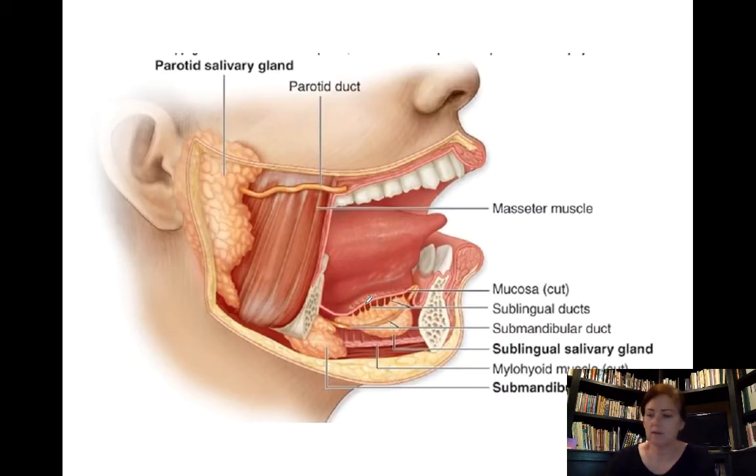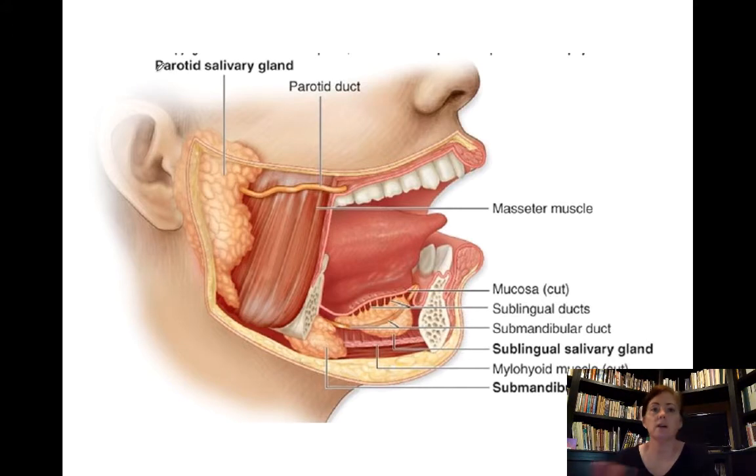We manipulate it in our mouth, and we also start some chemical digestion, and that brings me to the next slide here. We start the process of chemical digestion in the mouth through salivary glands. Salivary glands release saliva, and one of the components of saliva is salivary amylase, which is an enzyme that works on starchy food. It starts to break down starches in the mouth. So that actually starts the process of chemical digestion.